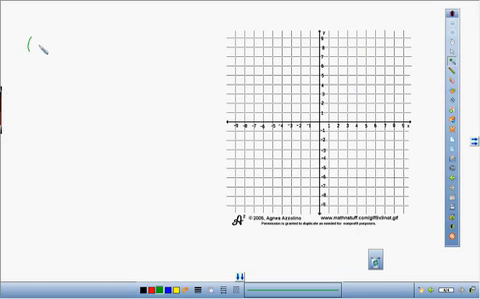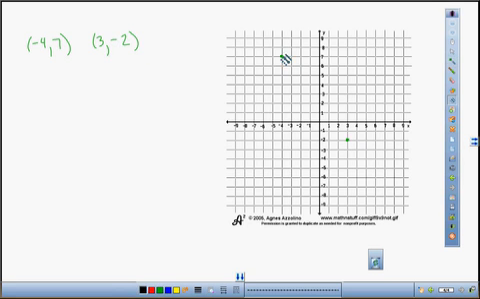So let's try some points. (-4, 7) and (3, -2). Alright, we want to find the midpoint between these 2 points. (-4, 7) would be up here, and (3, -2) would be right here. So we're looking for the midpoint between these 2 points. What is exactly halfway? It doesn't ask us what the distance is. It just asks us to find the midpoint.